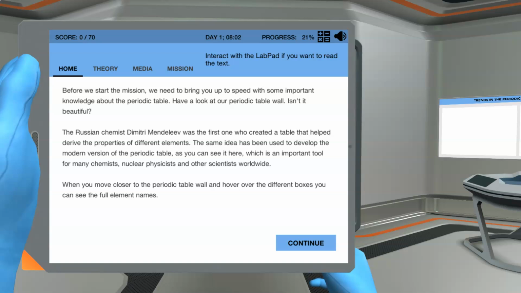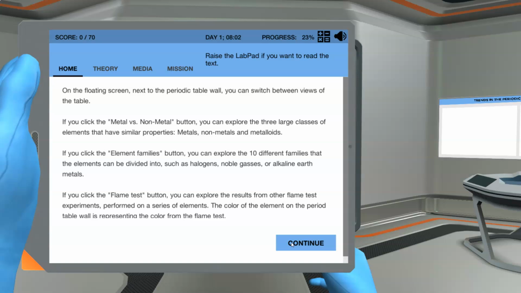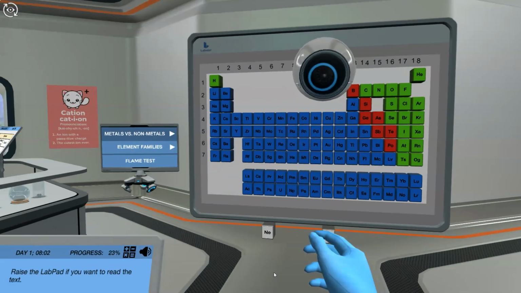When you move closer to the periodic table wall and hover over the different boxes, you can see the full element names. On the floating screen, next to the periodic table wall, you can switch between views of the table.